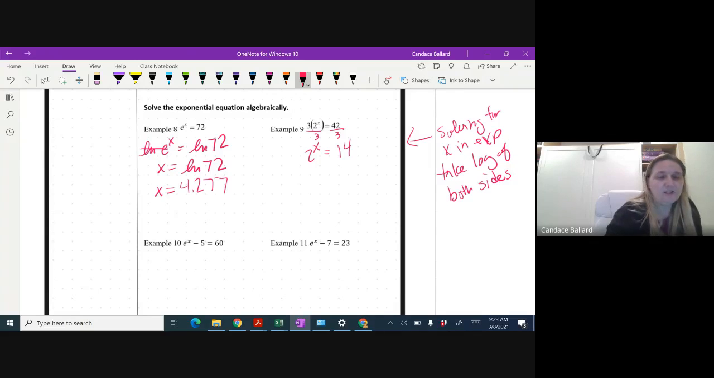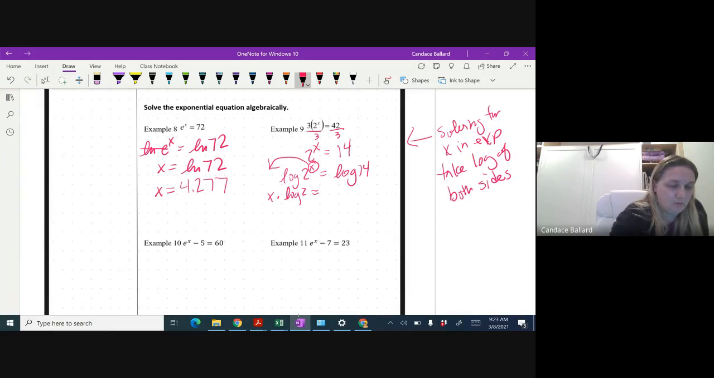Your clue, again, is you don't have any logs in the equation to start with. And it doesn't matter which log I take. I could do the common log, I could do the natural log, I could do log base, whatever. Typically, we use the common log. So I'm just going to do log of 2 to the x equals log of 14. Now we are going to take that x and use our log properties, which allow us to expand it and move it to the front. That's how I get it out of being in the exponent. So we get x times log of 2 equals log of 14.